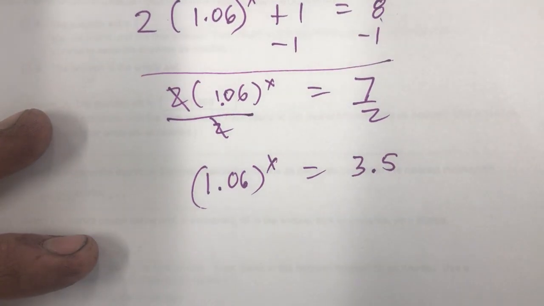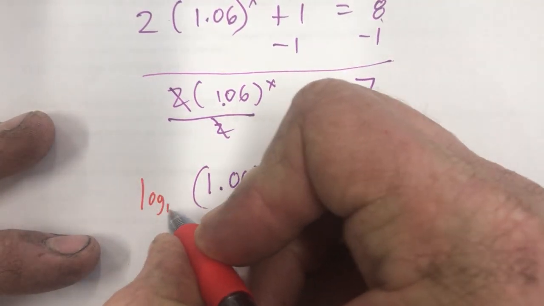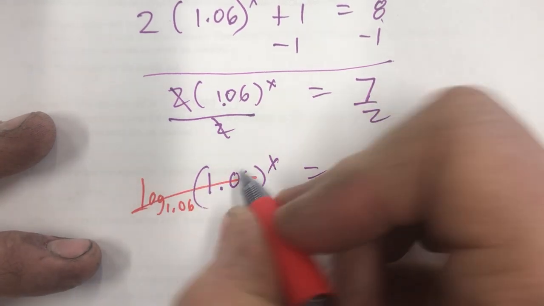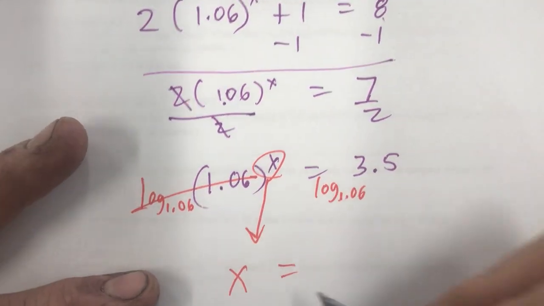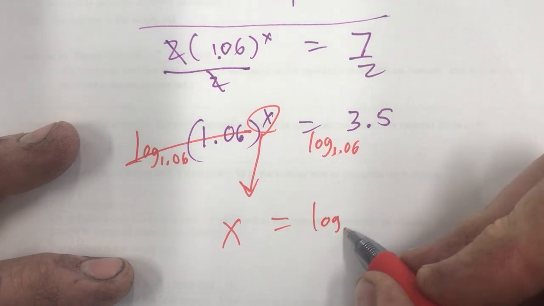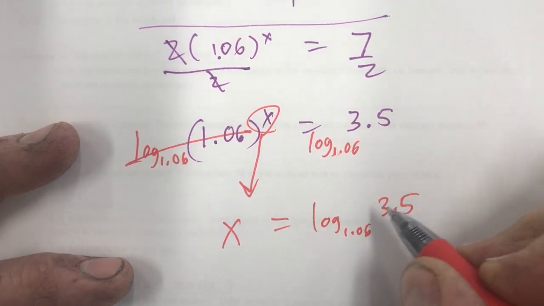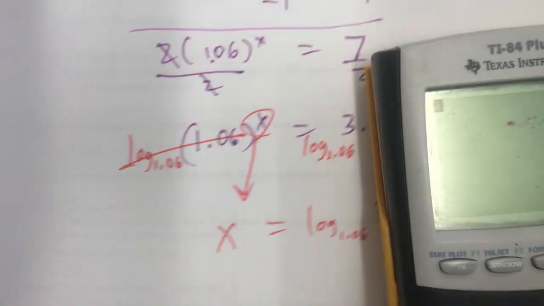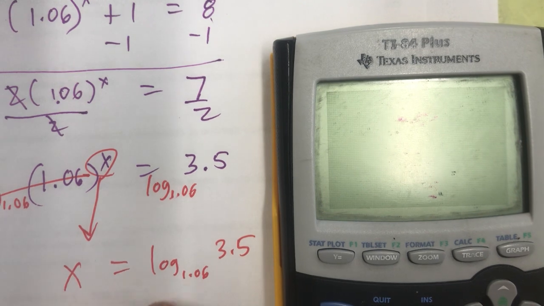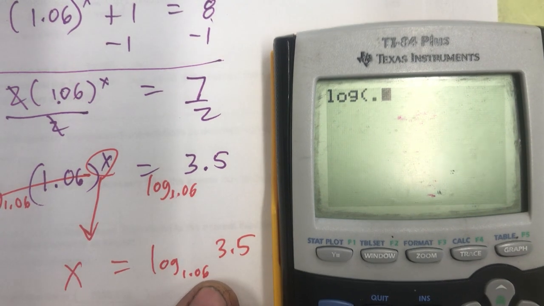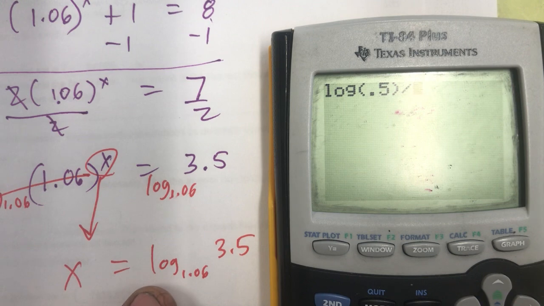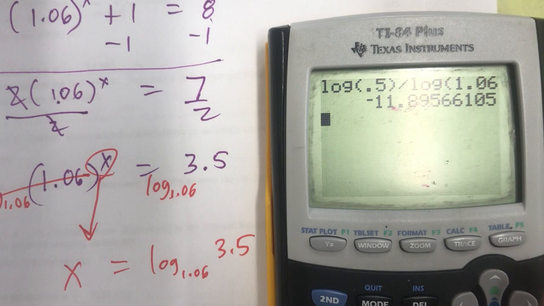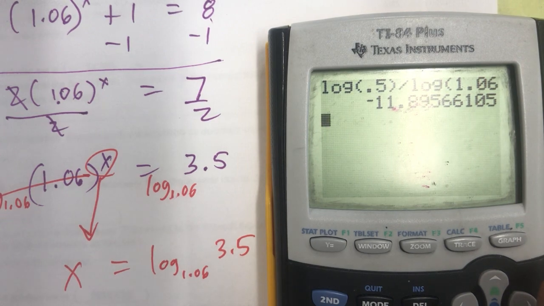And now here comes my log. Log base 1.06, both sides. This will cancel off, and I have just my x here. And that's going to be log base 1.06 of 3.5. Alright, so as I punch this in, okay, I think it looks better on this side. I'm going to do log 3.5, close it up, divide by log 1.06, and there you go, negative 11.895, which would be negative 11.896.